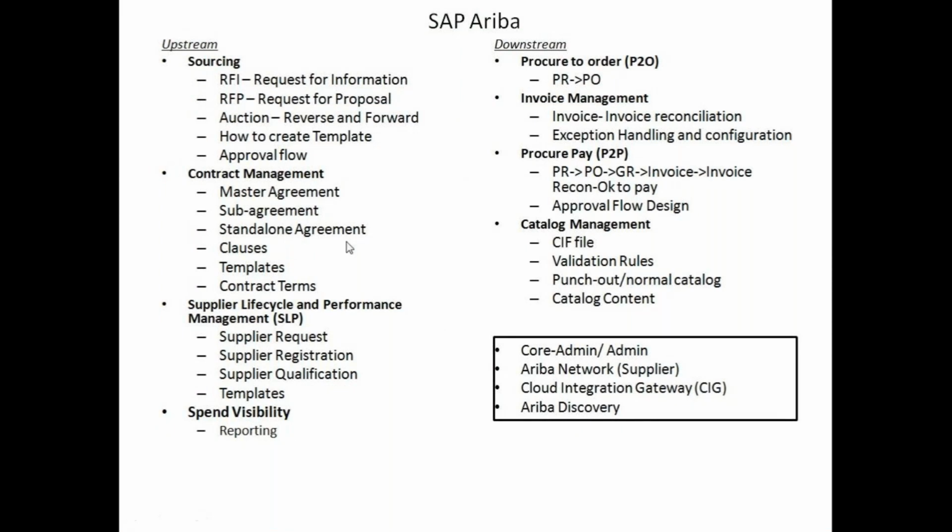Now, after that, supplier lifecycle and performance, SLP, as we generally call it in short. So what will be covered in SLP? The very first thing is you find a supplier in the market. How are you going to onboard them? Onboard in the sense of how you are going to add them into the supplier portal, your Ariba buyer portal. That will be performed via this SLP module. So registration requests, registration, qualification, templates, all those things will be covered in SLP.